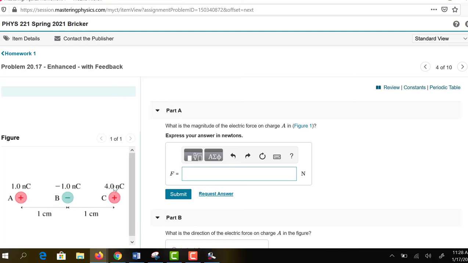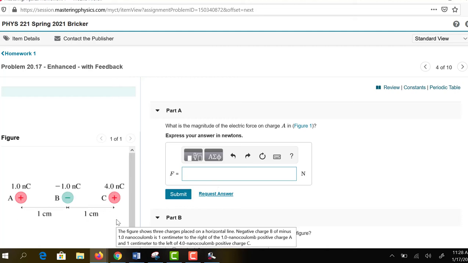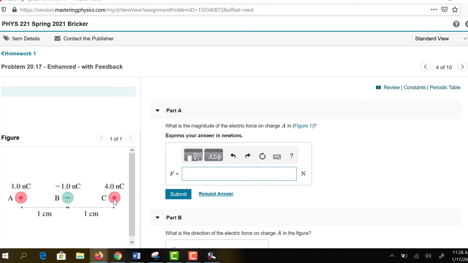C has a larger amount of charge magnitude-wise, right? This charge is 4 times as much as this charge, but it's twice as far away. How will those effects play out? More charge means more force, but it's also twice as far away. 4 times as much force, twice as far away. You could almost guess the answer if you knew the form of the formula. But let's take a look at this.